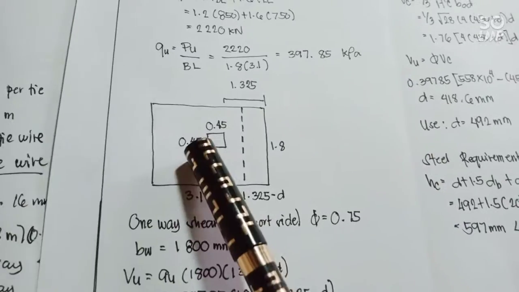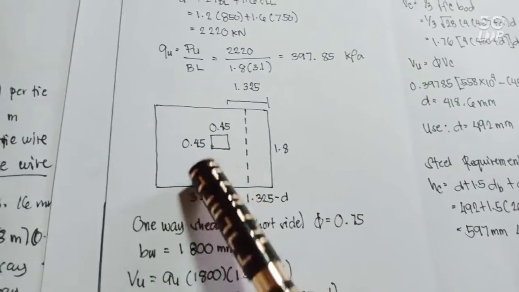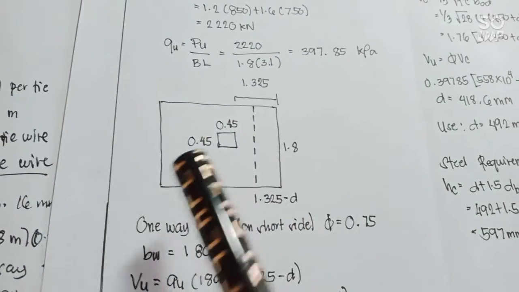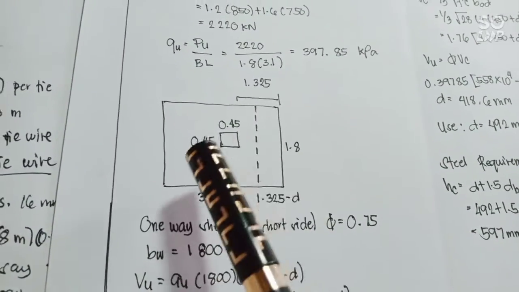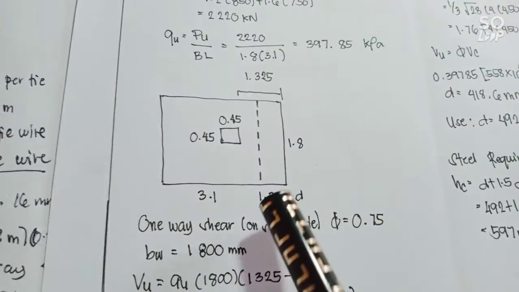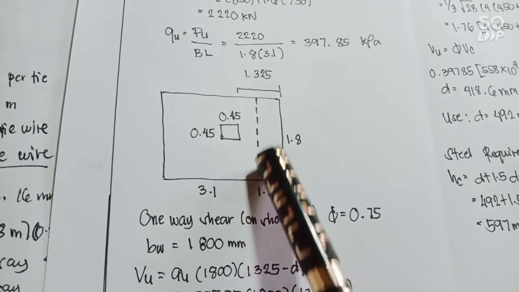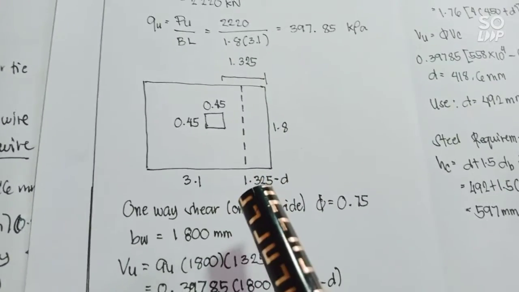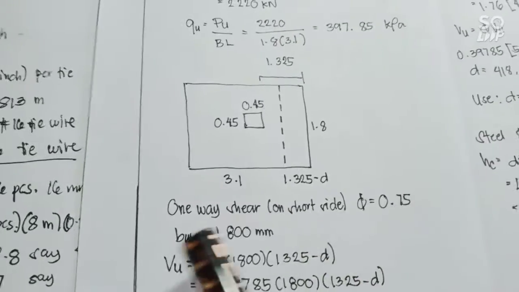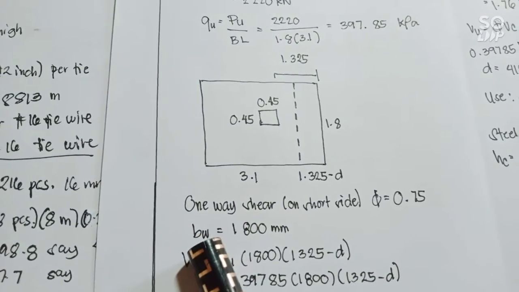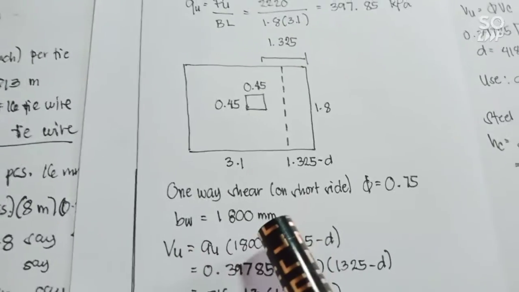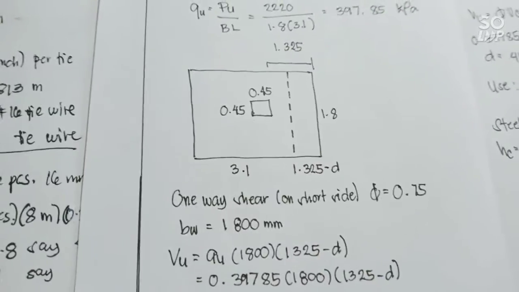So this is the figure. The distance from here to here is 1.325 because 3 minus 1 minus 0.5 divided by 2 is equal to 1.325, and this distance from this one, the broken line, can be 1.325 minus d. So our width is 1.8, or is equal to 1800 millimeter.